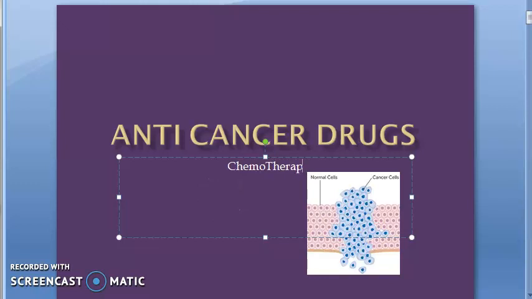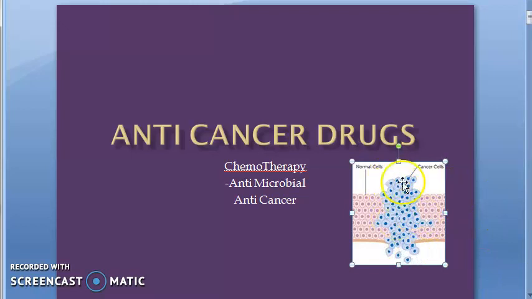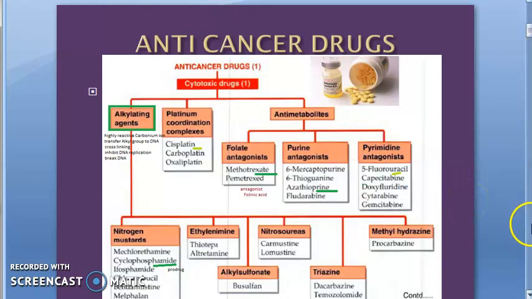Chemotherapy can mean antimicrobial or anti-cancer, both of them. Here we are dealing with anti-cancer drugs. We assume that you know that cancerous cells are neoplastic cells. They are uncontrolled, purposeless, without stimulus. They keep proliferating autonomously. There are many definitions, you can go through that.